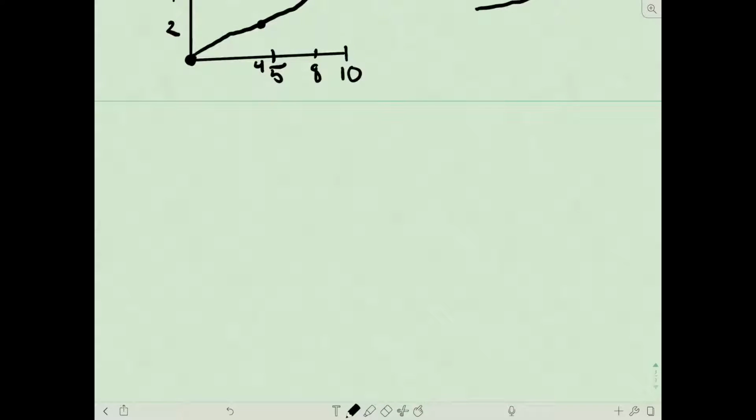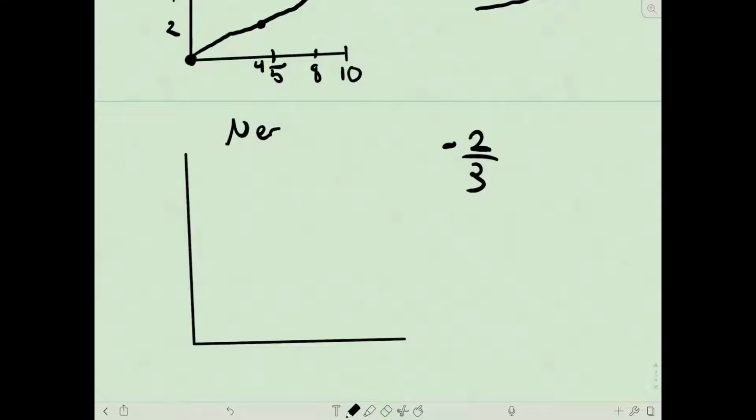Let's do a negative example. Let's do negative 2 over 3. We know that this is a negative slope right off the bat, so we know that it's going down the hill, like the ball would roll this direction. Let's start a little higher because we know it's going down 2 over 3, down 2 over 3. So 1, 2, 1, 2, 3, 1, 2, 1, 2, 3. So it's something like that.